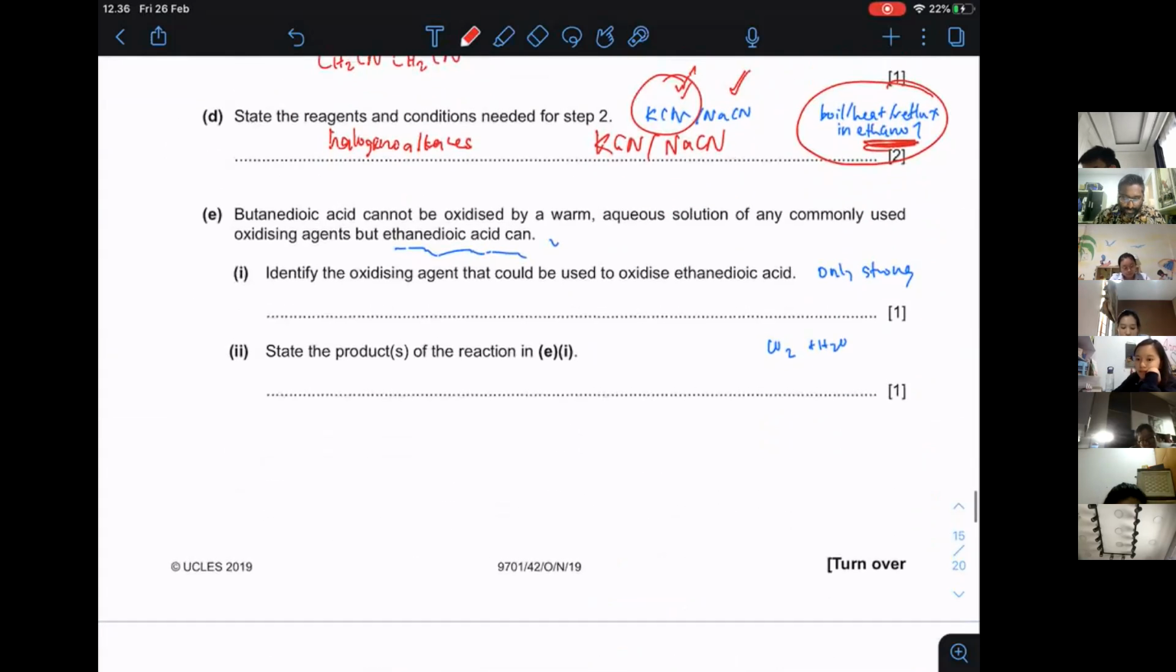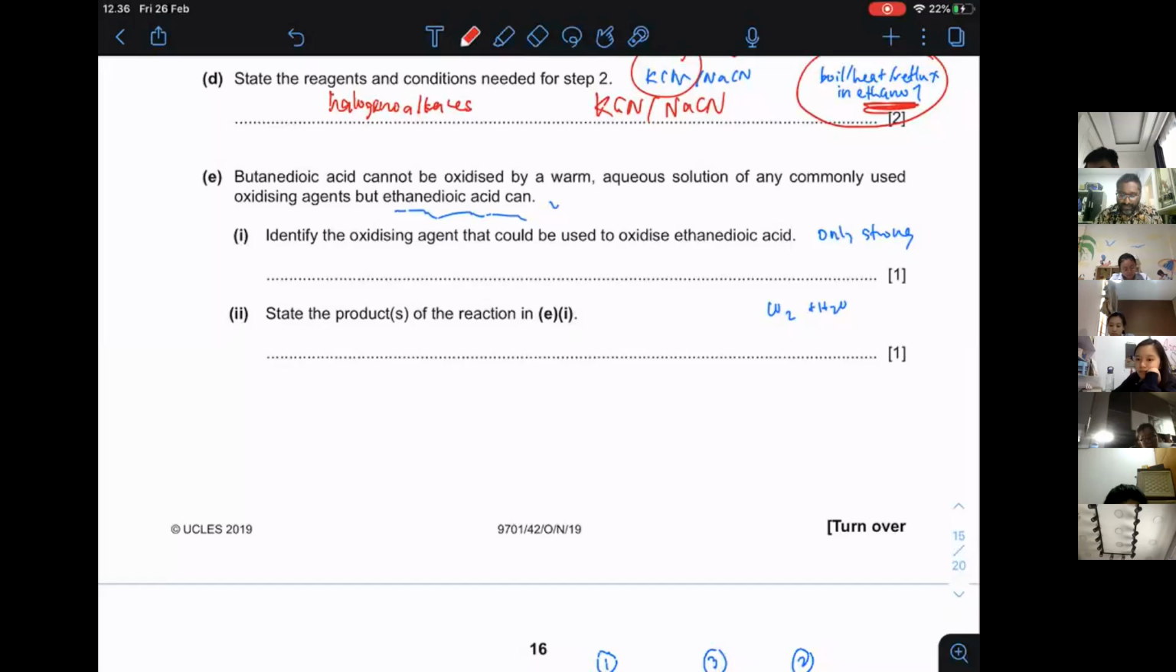Now, butane dioic acid cannot be oxidized by a warm aqueous solution of any commonly used oxidizing agents, but ethane dioic acid can. Do remember, I want to teach you about this ethane dioic acid. Ethane dioic acid can only be oxidized by a very strong oxidizing agent, the only strong oxidizing agent being acidified potassium manganate, or acidified potassium dichromate. You choose one.